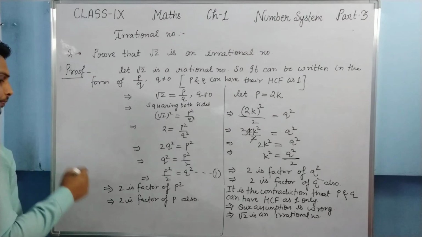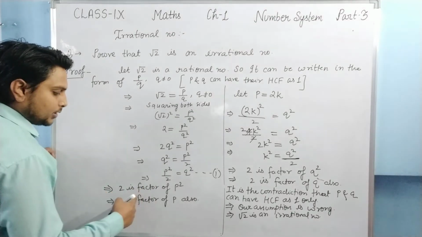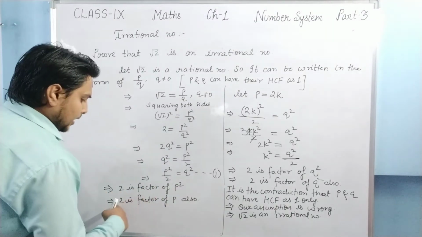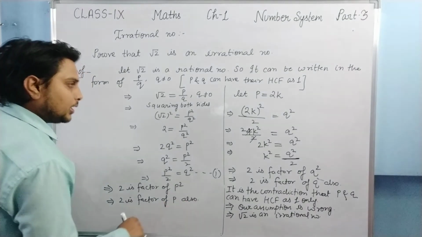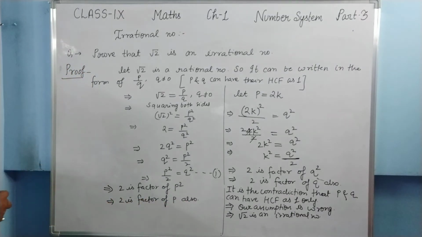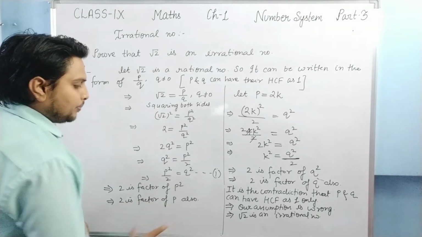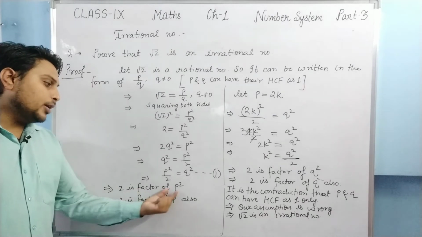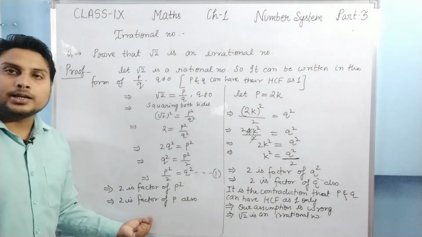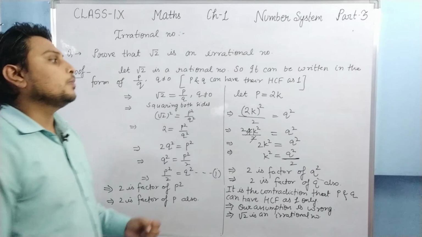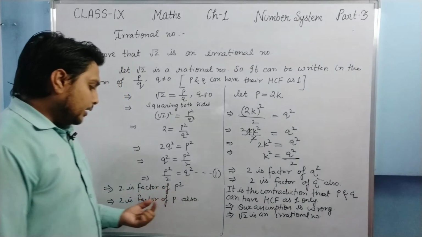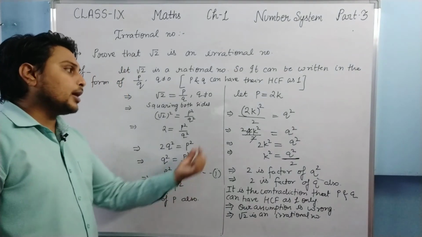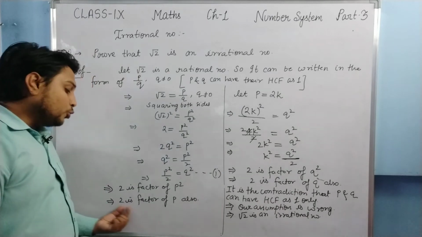like, as we have said here, that 2 is the factor of p square, then 2 is the factor of p also. Basically this is a theorem, and you will see the proof of this in your higher classes. Here we have used the property directly. You only have to see that if 2 is the factor of p square, then we can directly say that 2 is the factor of p also.